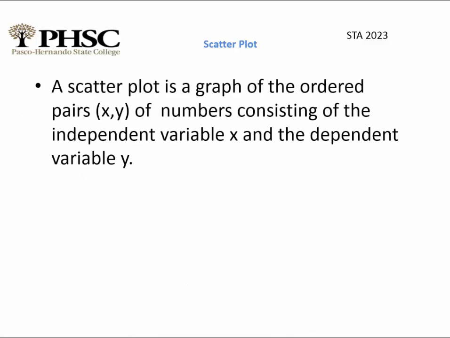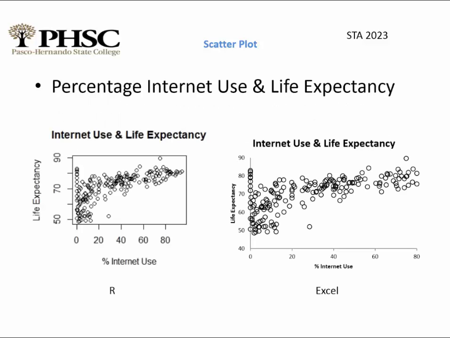All right, scatterplot. A scatterplot is a graph of ordered pairs. So you have an independent and a dependent variable that you're trying to see if there is some relationship. You just want to go ahead and graph them together to see what's happening. And this is what it looks like. This is percentage of internet use for particular countries and the life expectancy. So is there a relationship between internet use and life expectancy in particular countries?